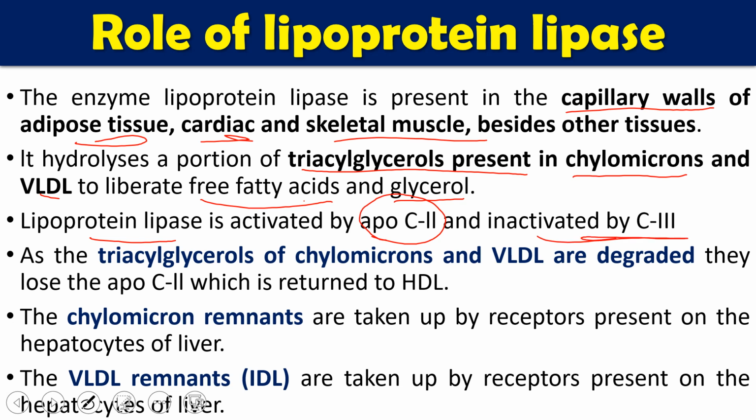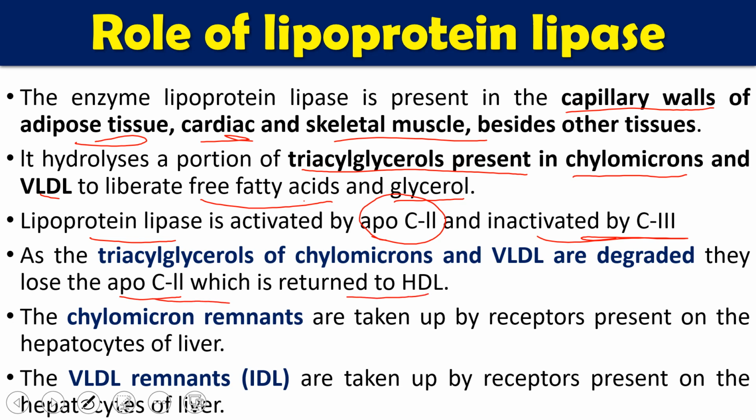As the triglyceride of chylomicron and VLDL is degraded, they lose their C2, because C2's main function was to activate LPL. Once LPL has been activated and has performed its function, there is no requirement of C2. So C2 will be detached from the chylomicron remnant, that is the remaining portion of chylomicron, and from the VLDL remnant, that is IDL. So C2 comes out and is returned to the HDL.